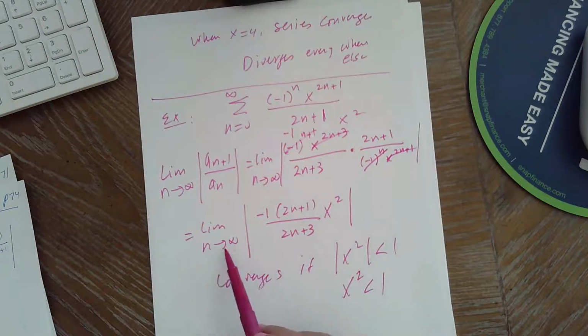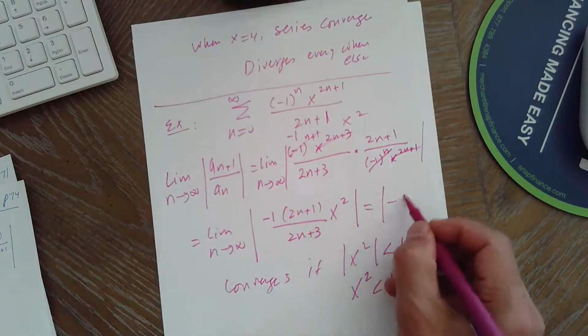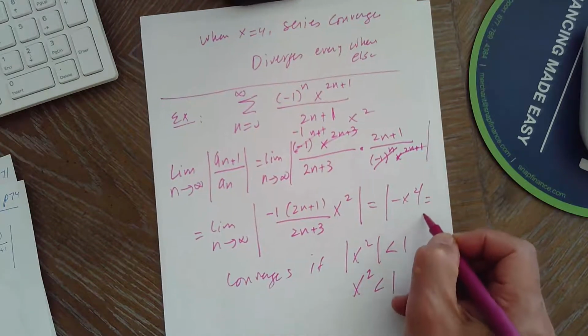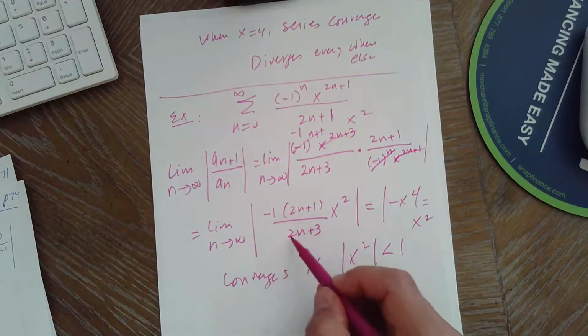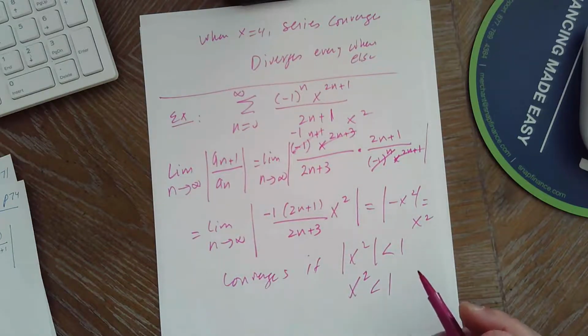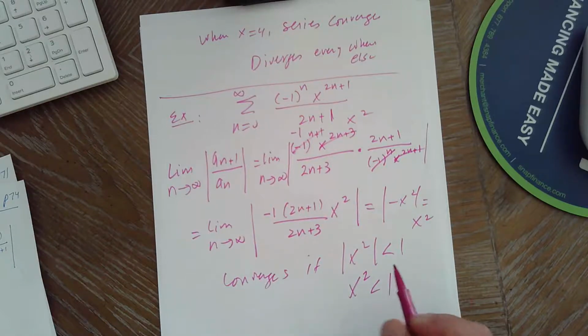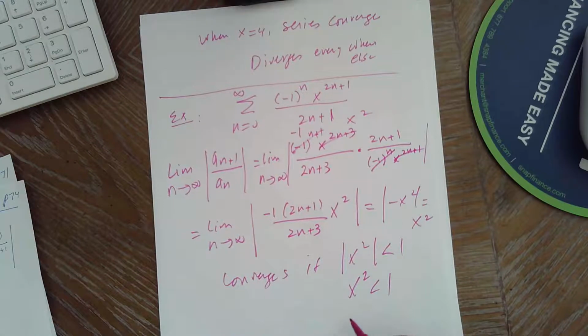Because when you do n goes to infinity, you get absolute value of negative x squared, which is x squared, right? X squared is always positive. The fraction goes to 1, and negative 1 times that is negative, but the absolute value is going to give you the positive x squared. And we know the ratio test: if this limit is less than 1, it converges, so x has to be between negative 1 and 1.